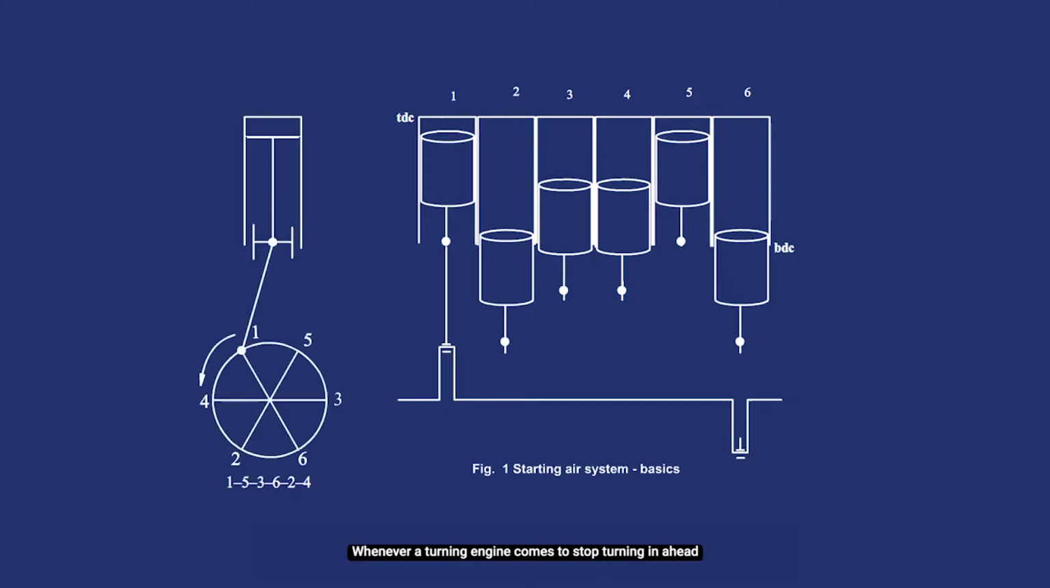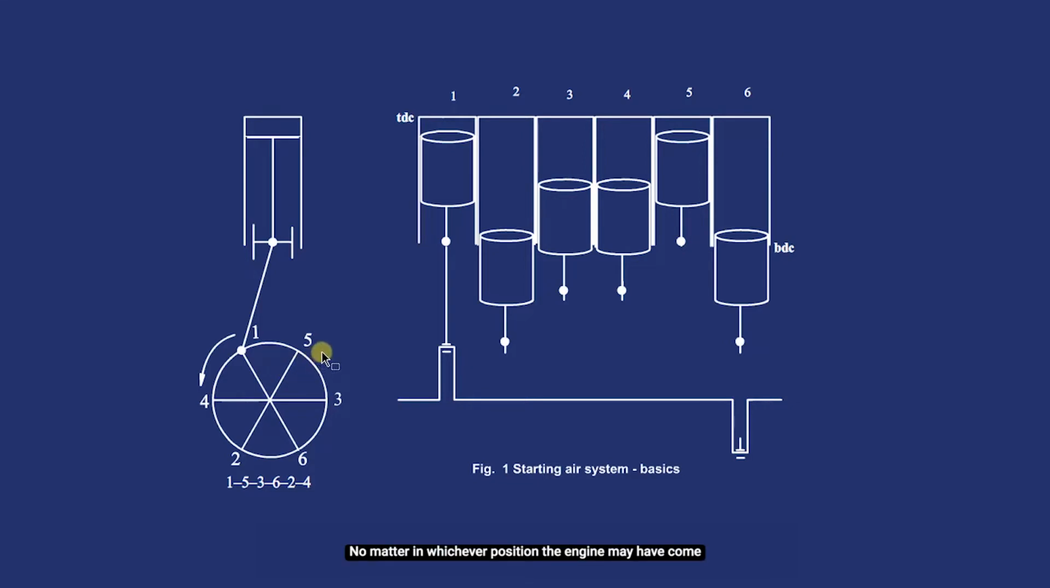Whenever a turning engine, turning in the ahead or astern direction, comes to a stop, the engine can take one of the innumerable positions that are possible for it to take around 360 degrees of the crank angle, around 360 degrees of the polar axis of the crankshaft.